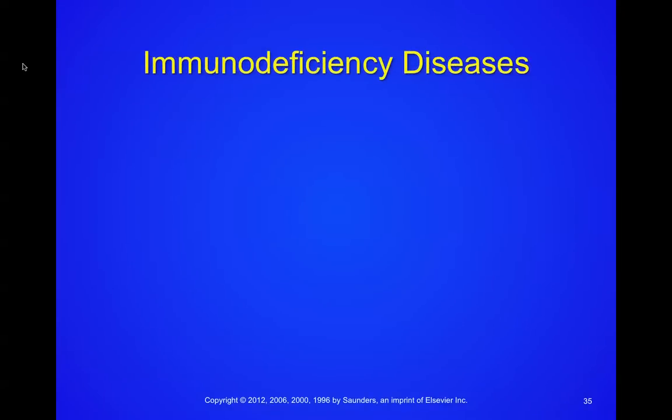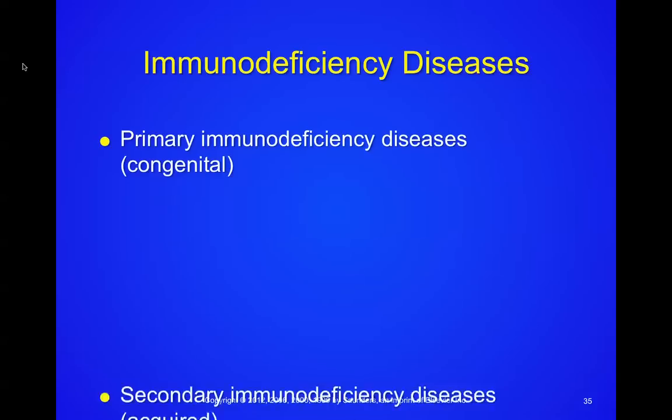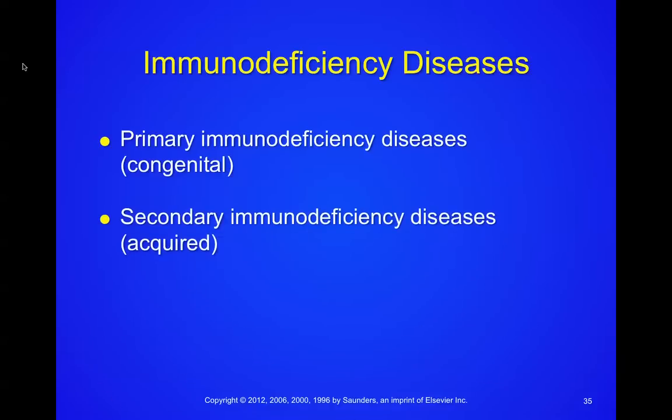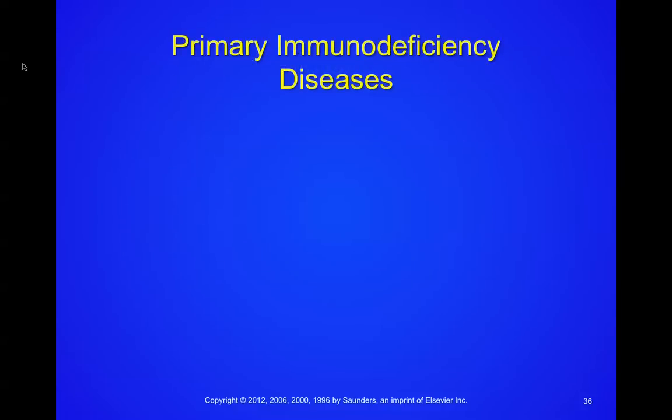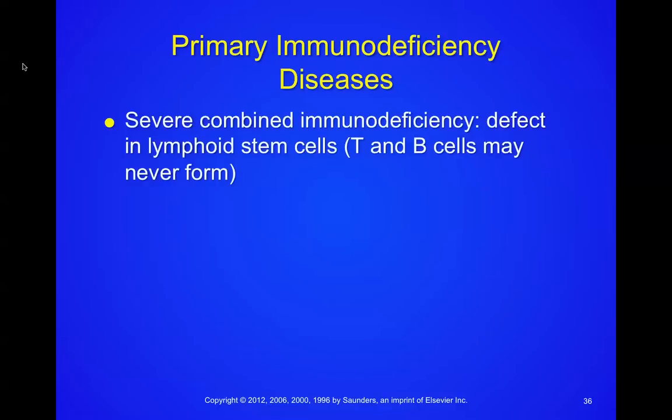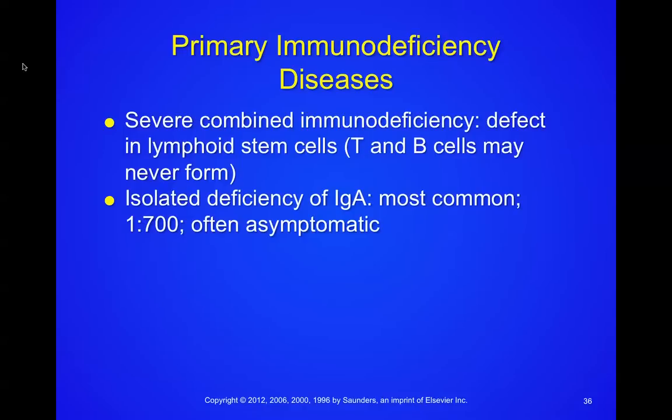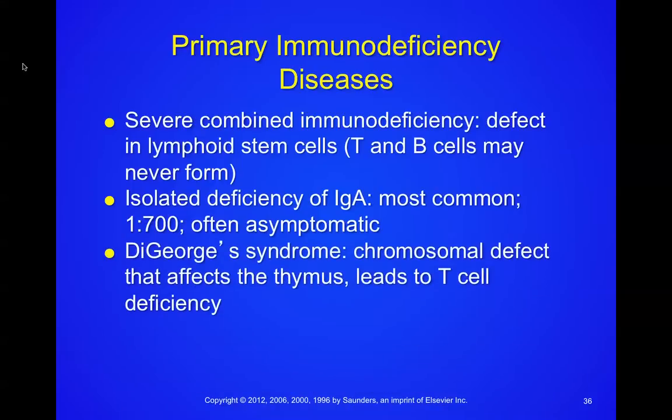While autoimmune diseases are caused by an overactive immune system, immunodeficiency diseases are the result of an underactive immune system. They can be primary or congenital, or secondary, which means they are acquired. There are many primary immunodeficiency diseases, but among the most important are severe combined immunodeficiency, which results from a defect in the lymphoid stem cells, such that T and B cells may never develop. There's also an isolated deficiency of IgA, which is the most common, yet it's often asymptomatic. Finally, there's DiGeorge's syndrome, which is caused by a chromosomal defect which affects the thymus and leads to T cell deficiency.